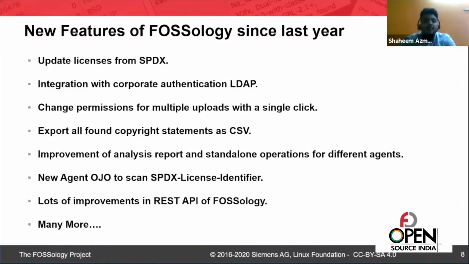After that, we have done lots of improvements on analysis reporting, JSON file, and standalone operations for different agents. A new agent called Ojo has been added, which scans for specific SPDX license identifier and reports the license. And we have also done lots of improvements in REST API part of Fossology. And yeah, we have many more things which have been developed or fixed. So now, from now, I think Gaurav will take you to the next part.